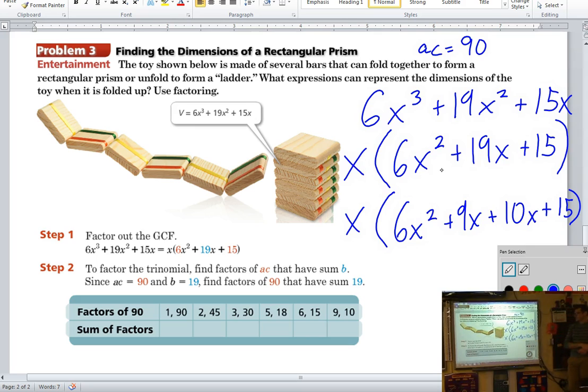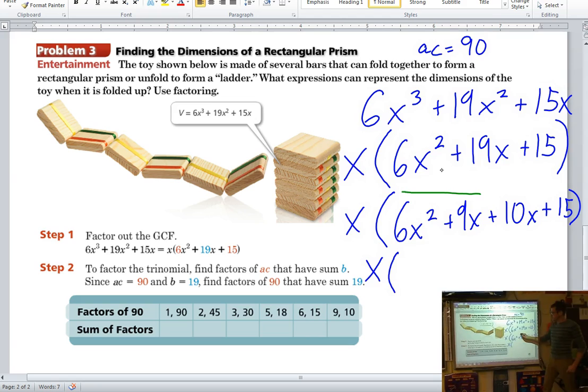It doesn't matter what order you put these in. Because if you put the 10x first, you'll factor out 2x between it and the 6x. If you put the 9x last, you could factor out the 3 between the 9 and the 15. How I've done it, we'll factor out 3x here, and then we'll factor out a 5 here. You'll get the same answer regardless of what order you put them in. So then we get x times, I'm going to go ahead and start color coding this, between my 6x squared and my 9x, my common factor, 3x, leaves me with 2x plus 3.